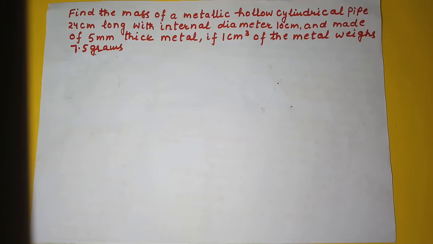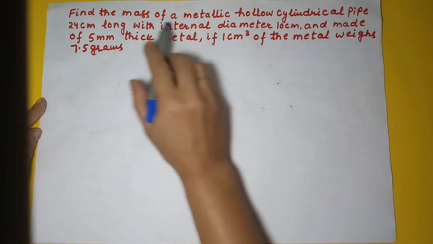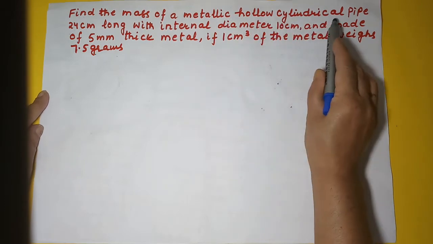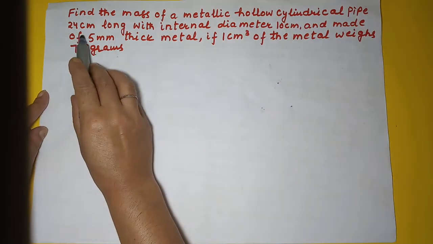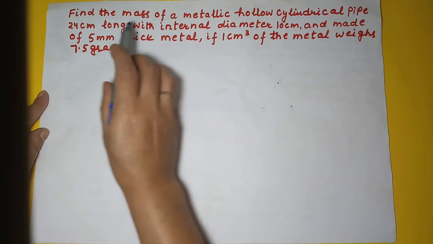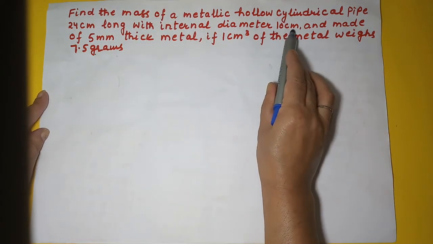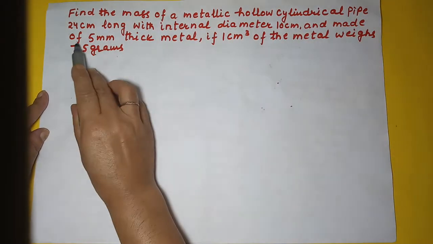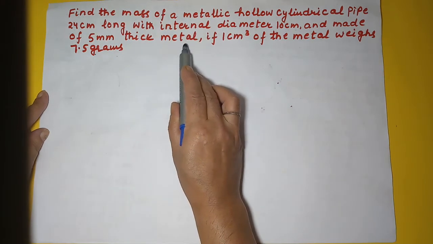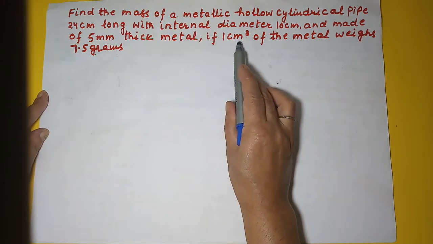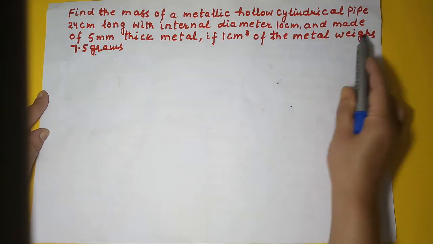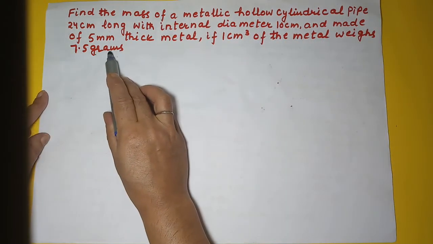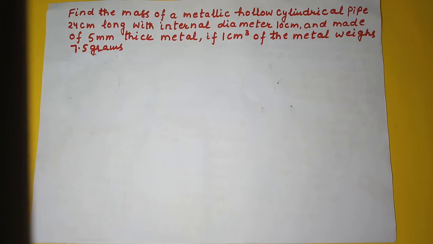In this video, we are going to continue with the cylinders. Now here, the question is, find the mass of a metallic hollow cylindrical pipe which is 24 centimeters long with internal diameter 10 centimeter and made of 5 millimeter thick metal. If 1 centimeter cube of the metal weighs 7.5 grams. So we have to find the mass of this metallic hollow cylindrical pipe.